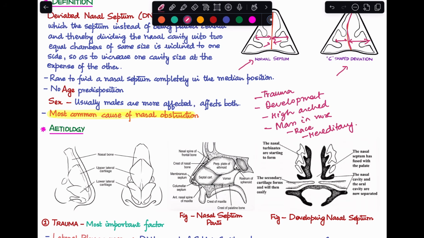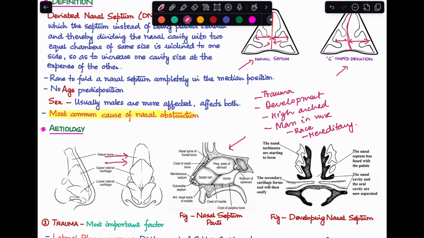Now, starting with trauma. Trauma is actually the most important factor over here. So there can be different types of trauma. For example, number one, if you have a lateral blow on the nose. So, let's look at the first image over here. This is what we are seeing from the front. Say if we have a lateral blow to the nose from the side, what happens is the septal cartilage can get displaced from the vomerine groove and the maxillary crest.